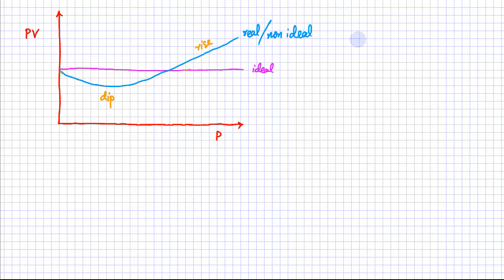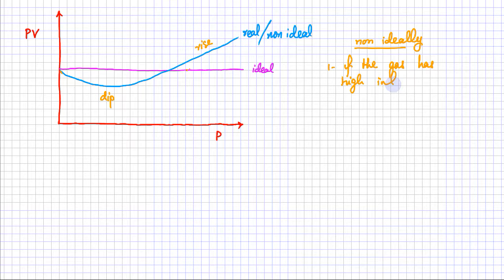Now, under what circumstances, how would you know that a gas is behaving non-ideally? How would you determine whether the gas is close to ideal gas behavior or it's behaving non-ideally? The number one thing is if it has a lot of intermolecular forces. If the gas has high intermolecular forces, then that would mean that it's going to behave non-ideally, because an ideal gas assumes that it has no intermolecular forces.